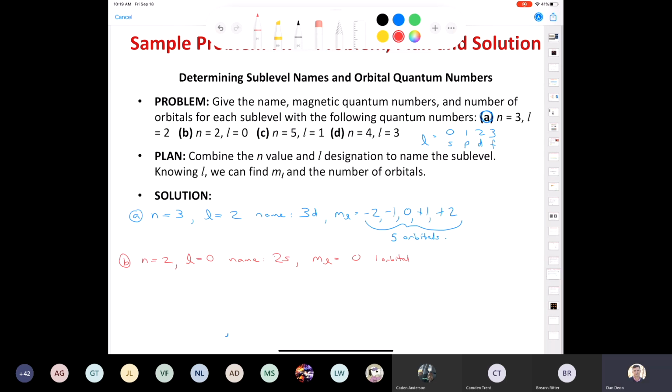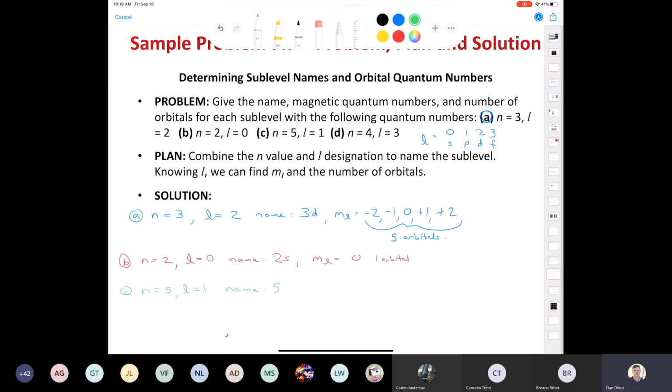Okay, let's try another one. Let's try C, and then we'll have to move on. N is equal to 5. Can somebody tell me the name of this one? If I have N is equal to 5 and L is equal to 1. Violet says it's a 5p.